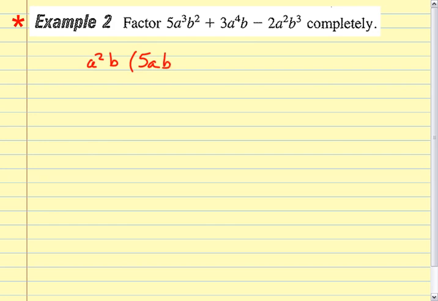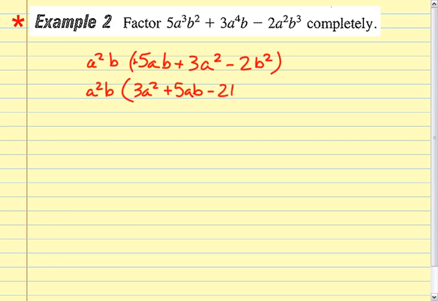5ab, that's right, plus 3a squared. Okay, I see where they're going. Minus 2b squared. Okay, what do I want to do now? Does anyone see? Switch the terms inside the parentheses. What would you like me to put in the front? 3a squared plus 5ab, because remember that's a positive right there. Minus 2b squared. Okay.